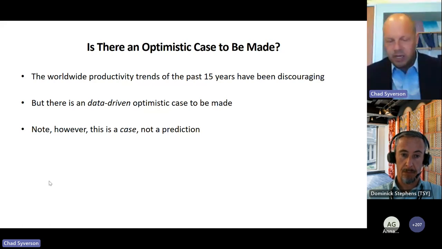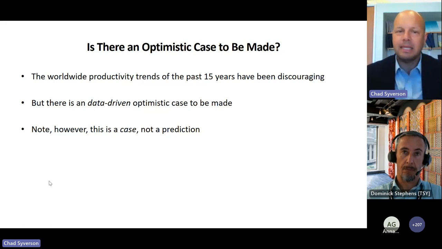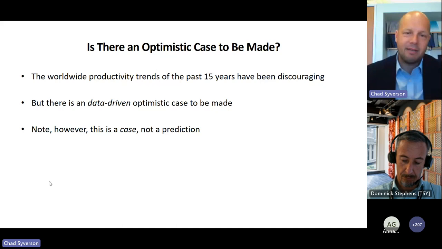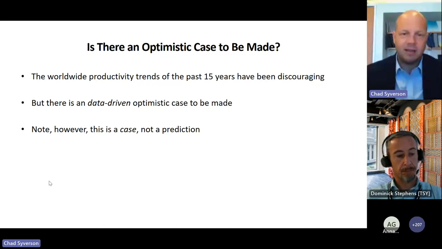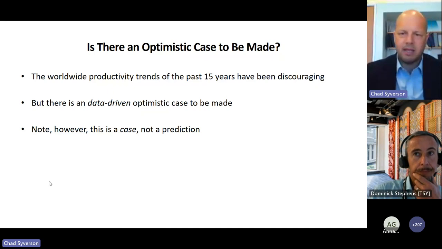To be clear, though, this is a case, not a prediction. I'm giving you the good side. Someone so inclined could probably look at some other data that might be less optimistic, put that on the other side of the balance. I'm not sure where we're going to end up on net, but I'm going to give you the optimistic case because there really are changes that I think are encouraging and worth talking about, thinking about as we go forward.